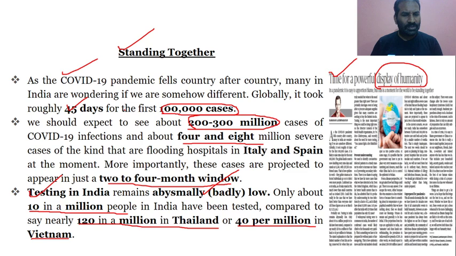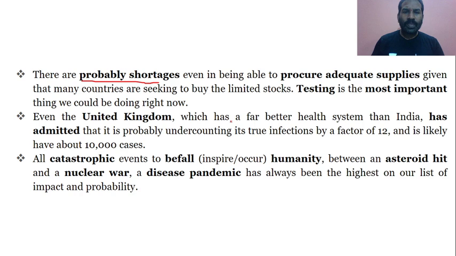Our testing capacity for coronavirus symptom patients is low, which makes it harder to ensure the virus does not spread virulently. And there are definitely shortages, even though we are trying to procure more adequate supplies. These shortages are happening because we have limited stocks across various countries, and because of the virus spread there is a supply shock being experienced across the world, which makes the stocks limited. When the stocks are limited, we are unable to procure adequate supplies. So testing is the most important thing we could be doing right now.